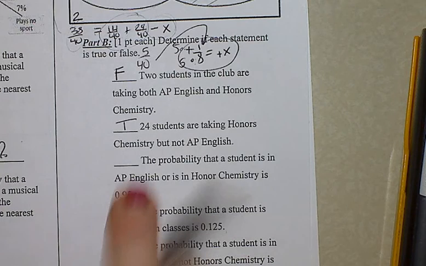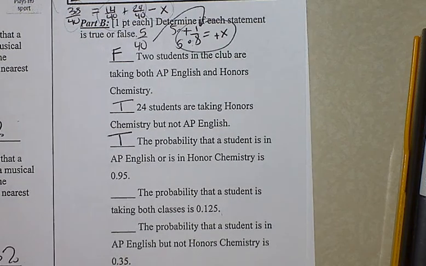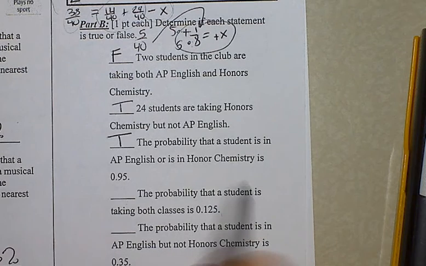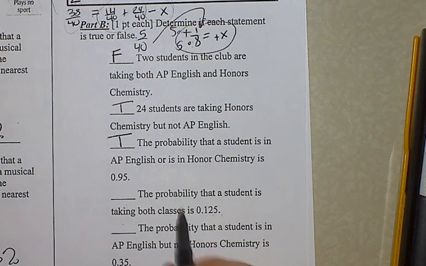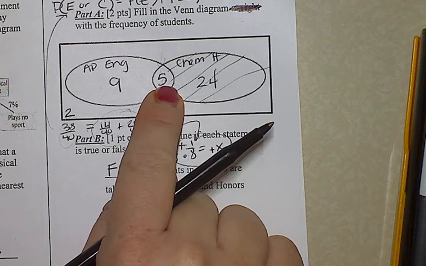Is it 0.95? True statement. The probability that a student is taking both classes is this. So we know there's 5. Take 5 divided by 40. Is it 0.125? True statement.